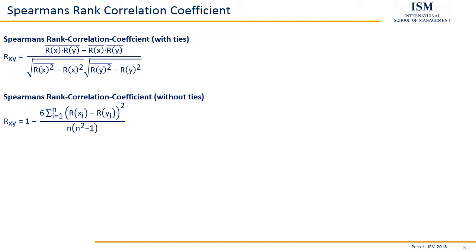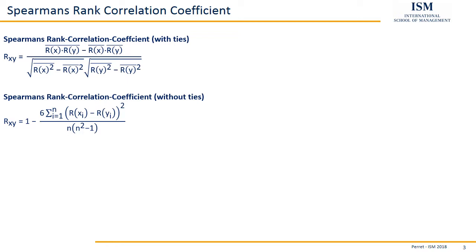Well, in some cases you can't get around working with ties, so in this case just apply Pearson's correlation coefficient. However, if you have the lucky situation that you do not have ties, then use the simpler version, because you can save quite a lot of time in the calculation. Well, this then already concludes the short section on Spearman's rank correlation coefficient.